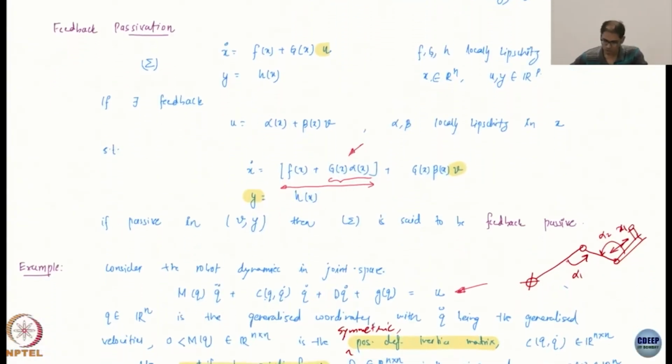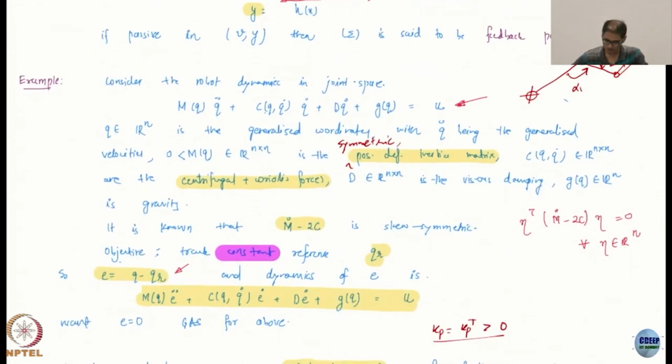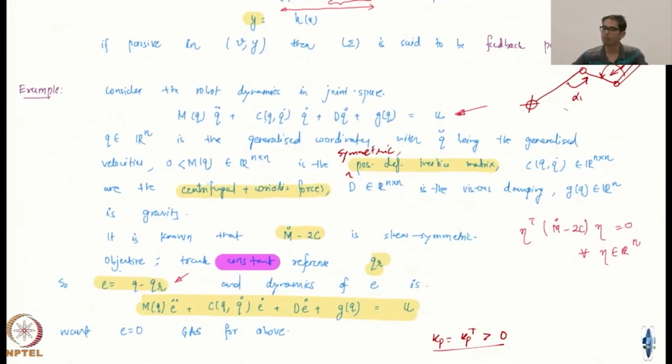Alright, so I'm going to go over quickly again this example of feedback passivation that we did. This is on the standard Euler-Lagrange model for a robotic manipulator. This is a very general model. If you remember, we talked about this. You can use any kind of coordinates. That's why the Q's are called generalized coordinates. They could be the angle coordinates or they could be the linear coordinates.